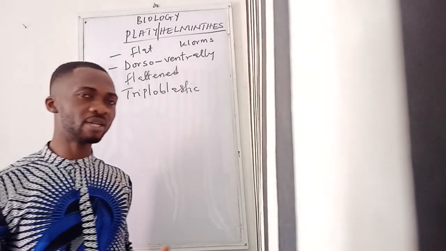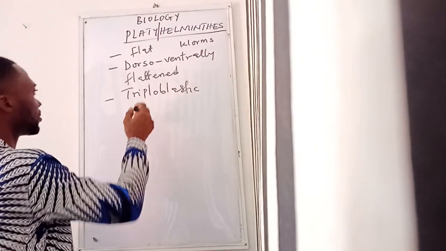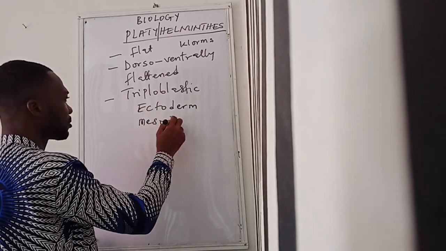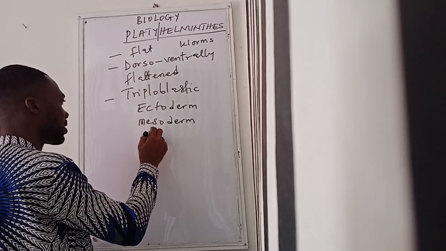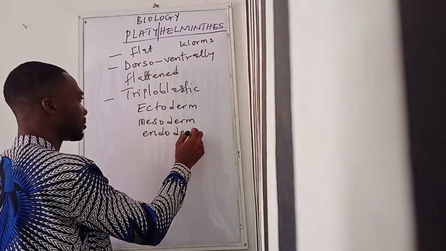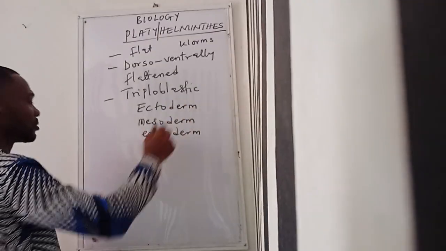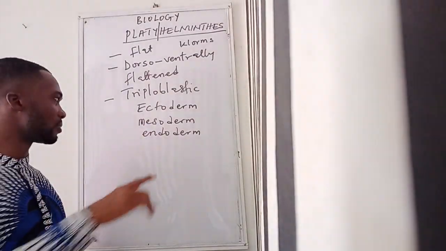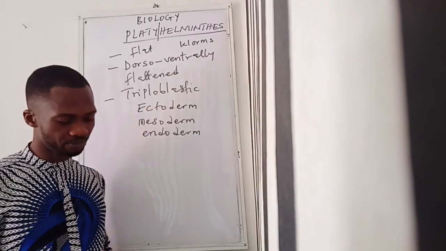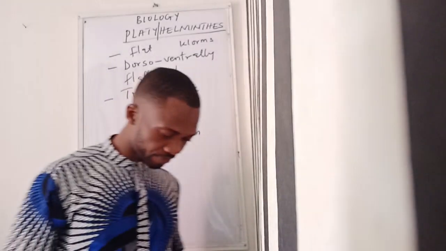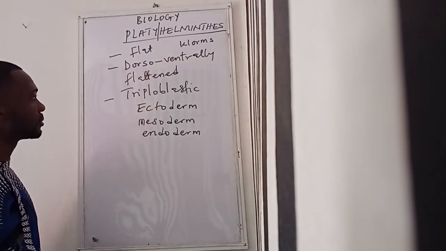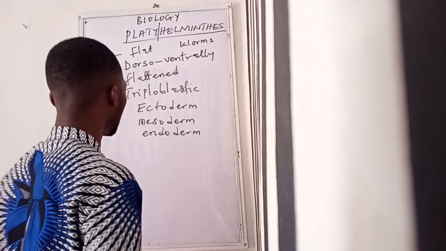But in this case now, you discover that members of this group have well-formed germ layers that are triploblastic, and we have the ectoderm, the mesoderm, and the endoderm. So, ectoderm, the outward, external; the mesoderm, the middle; then endoderm, the inner.